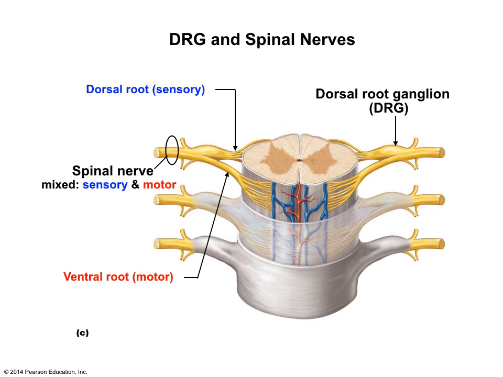The last structure to take note of in this slide would be the dorsal root ganglion, or the DRG. Remember, a ganglion is a cluster of neuron cell bodies. In this case, these are sensory neuron cell bodies, the DRG.